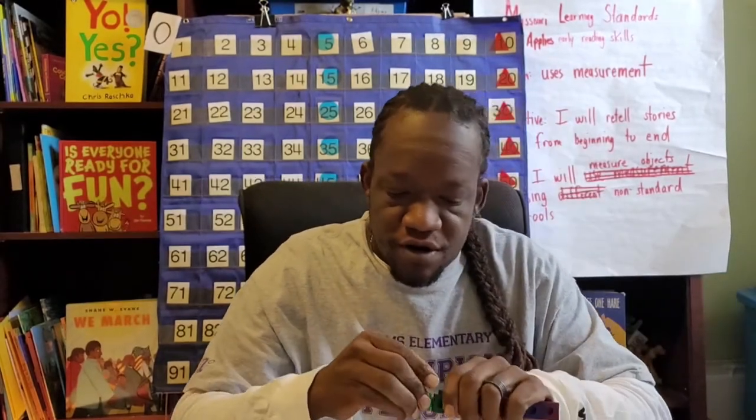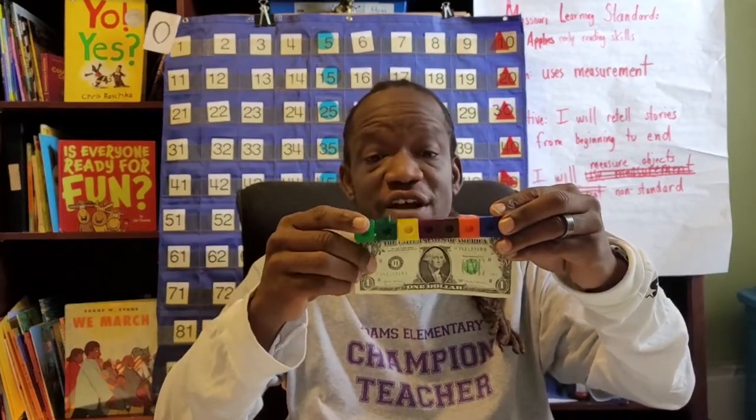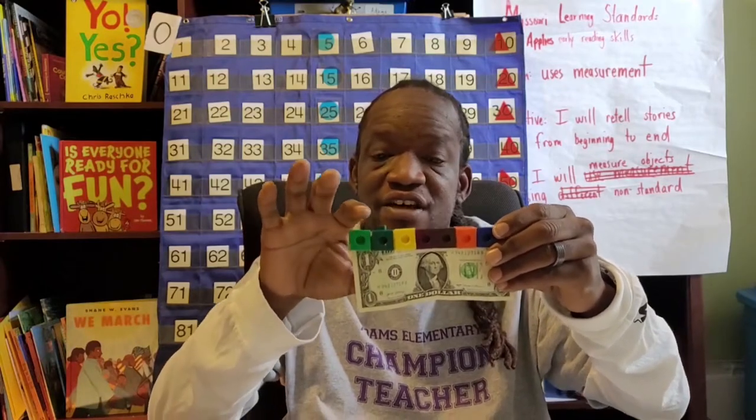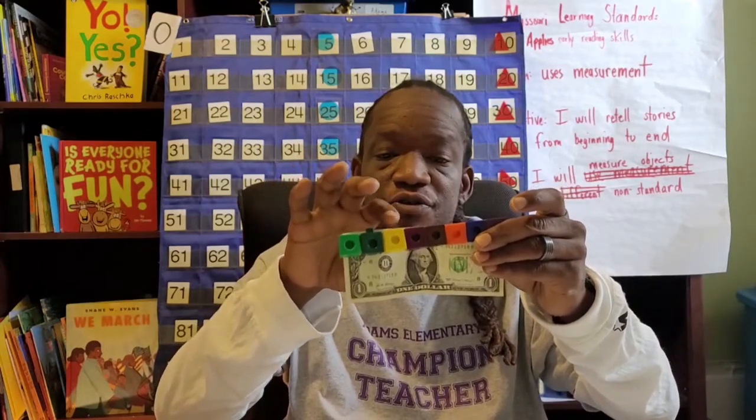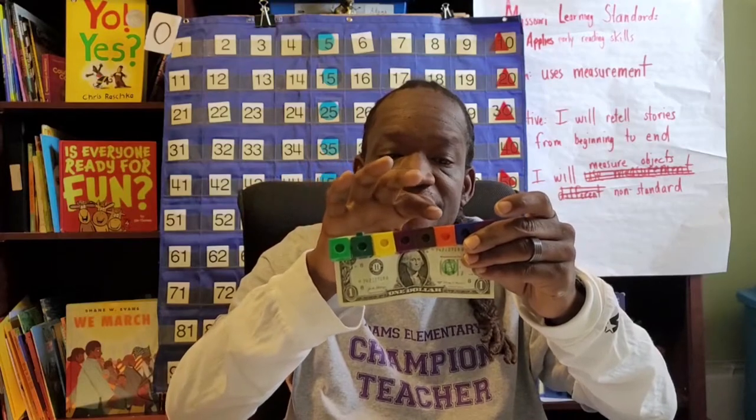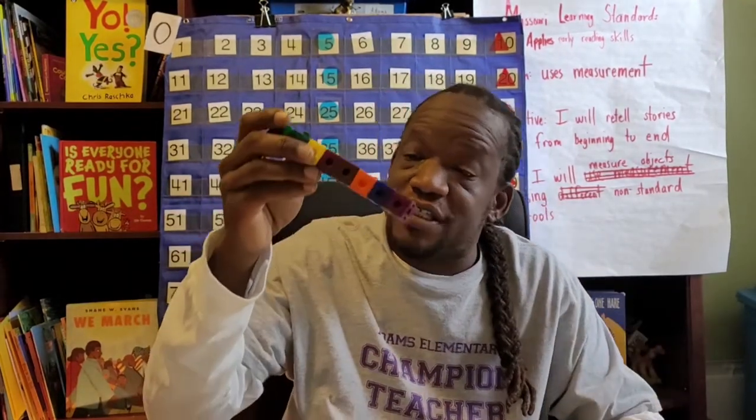Let's put a couple more on there. Do I have enough yet? No, I need one more, I think. Now, let's see. Yes, so we can measure it. We can count to see how many blocks long the dollar bill is. 1, 2, 3, 4, 5, 6, 7, 8. 8. The dollar bill is about 8 blocks long.